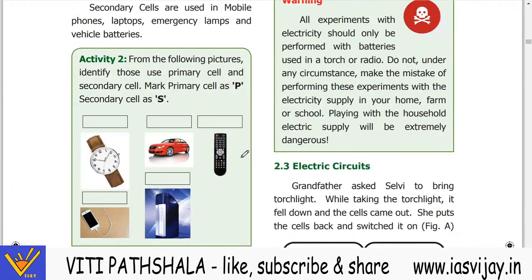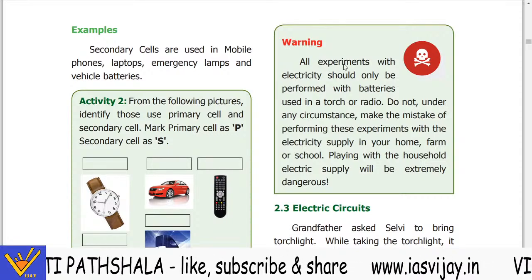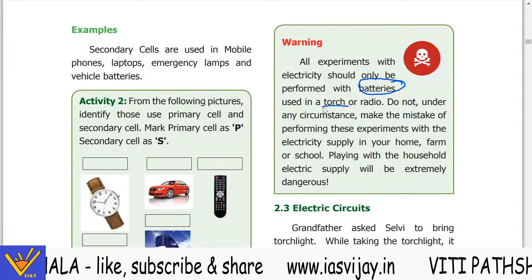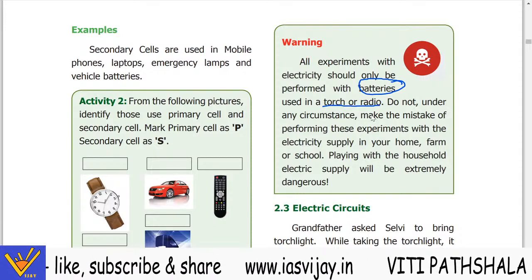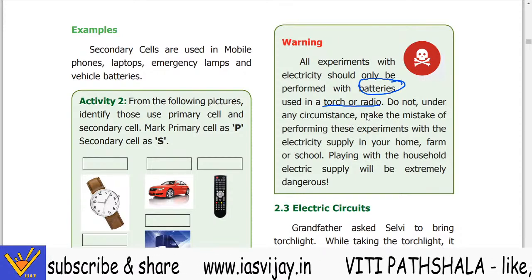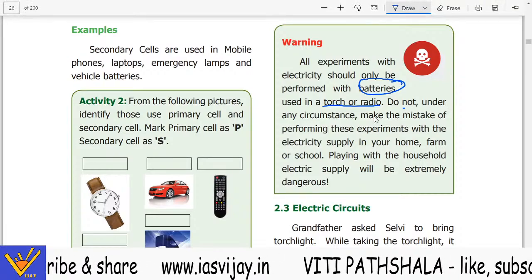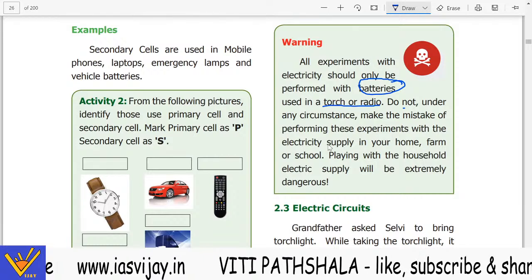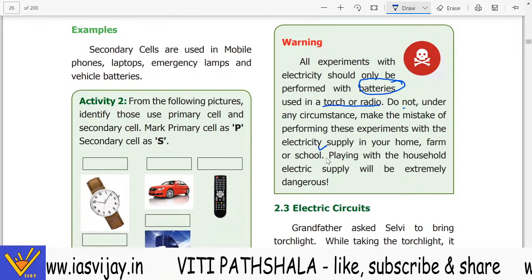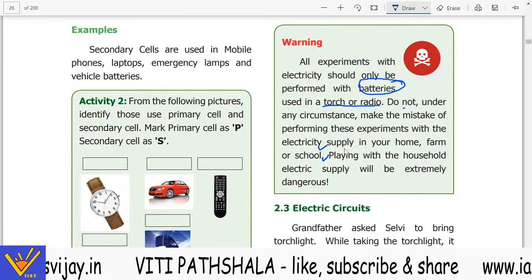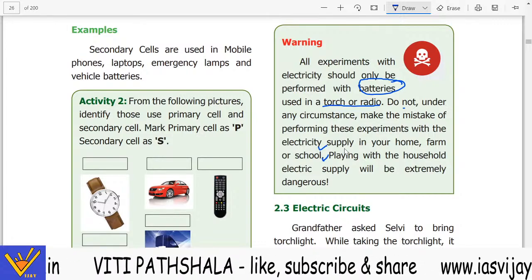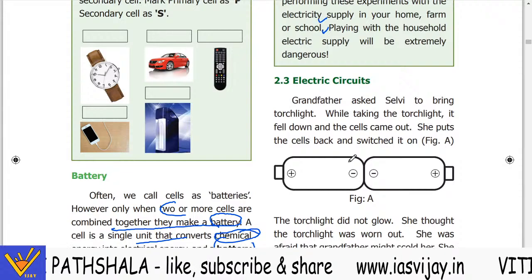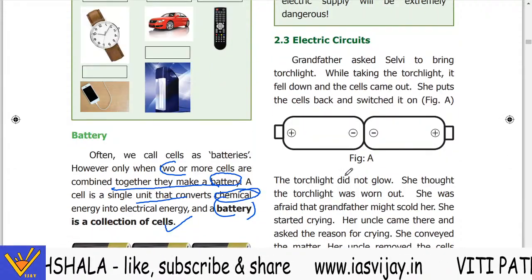Now warning: an experiment with electricity should only be performed with the batteries used in the torch or the radio. Do not under any circumstance make the mistake of performing these experiments with the electricity supply in your home, farm or the school. Playing with the household electric supply will be extremely dangerous. So this is the warning given to the students.